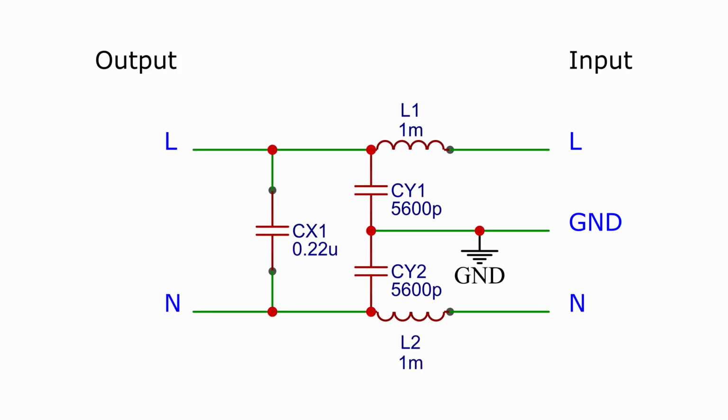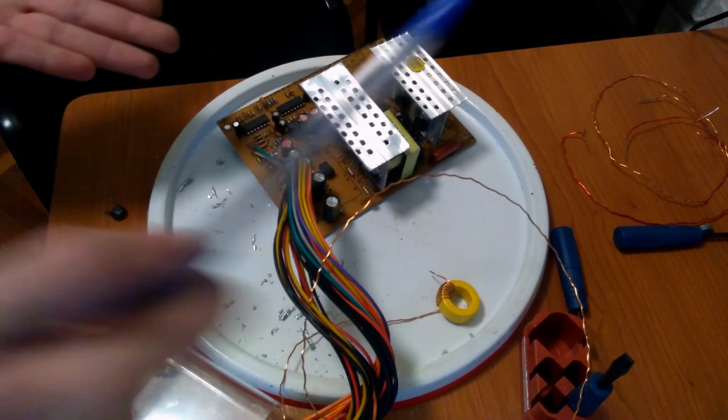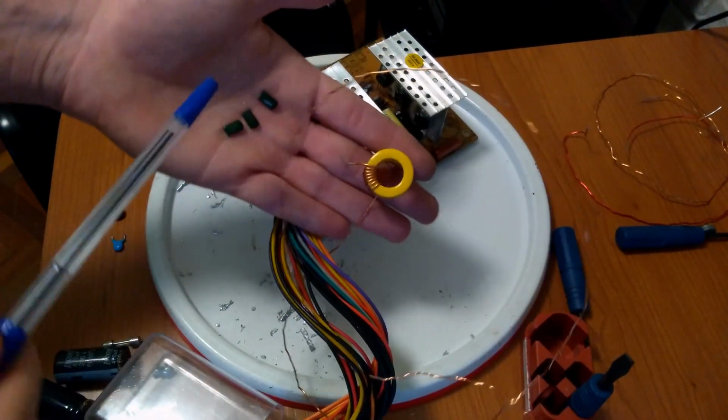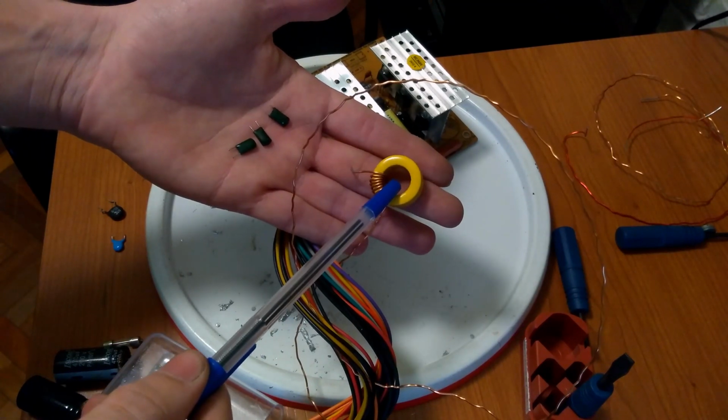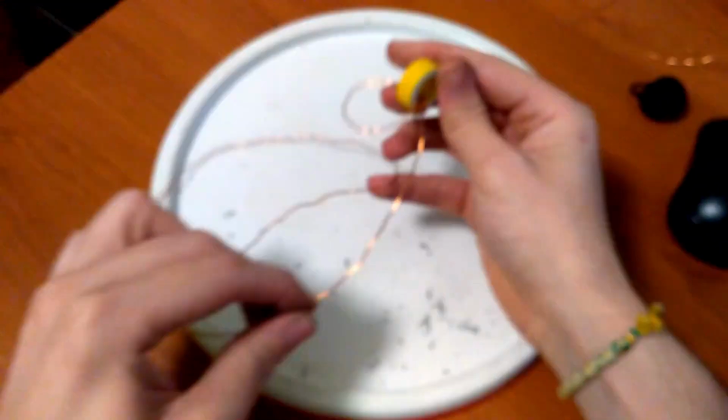Here you can see the circuit, and don't pay attention to the coil values as they are wrong. I made the coils with the wire I had and I didn't pay attention to its inductance. Here are the components that I'll be using, which I took from a broken power supply.